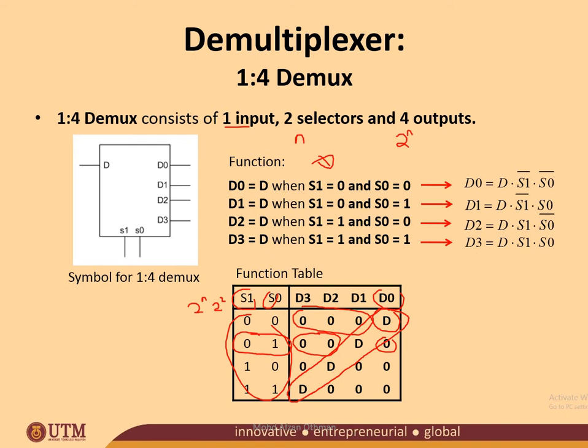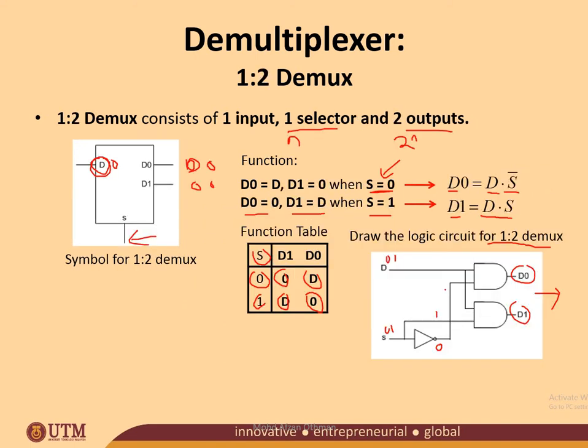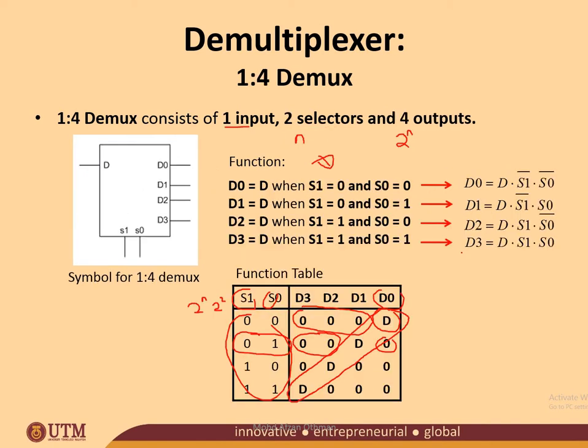So like this, this is the logic circuit for the 1 to 2 demux. Now try to guess what the logic circuit for the 1 to 4 demux is. You may try yourself, and you can always test whether your logic circuit is correct or not based on this truth table. Please make the effort.